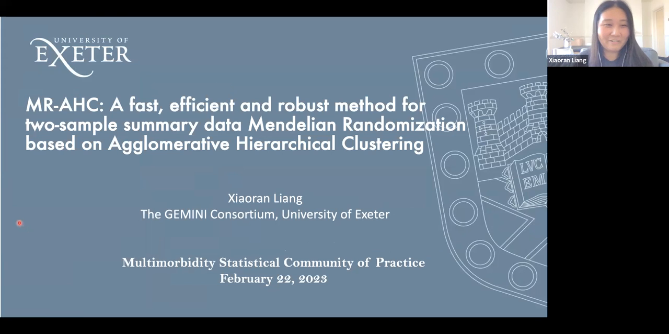So good morning, everyone. Today I'd like to introduce to you a method that we developed called MR-AHC. It is a robust Mendelian randomization method with two sample summary data based on the Agglomerative Hierarchical Clustering algorithm.